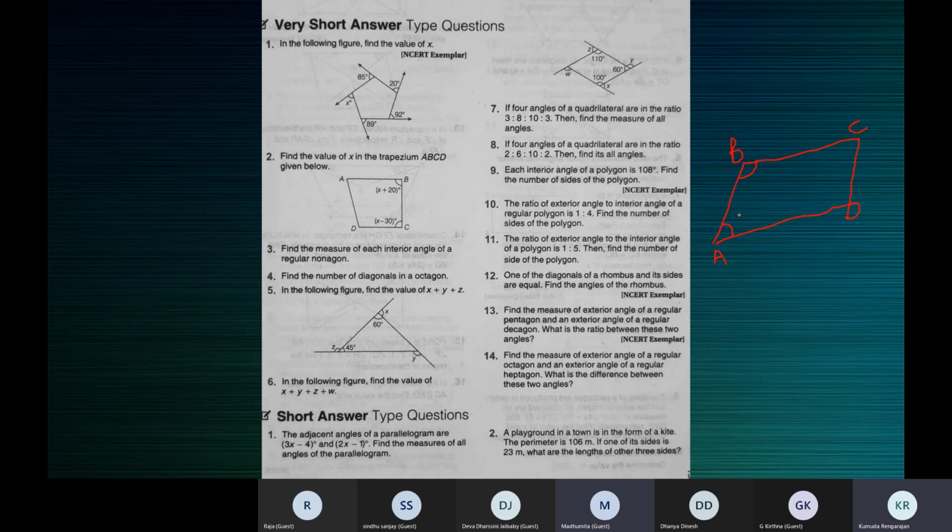One minute. 3x minus 4 plus 2x minus 1 is equal to 180. That's correct. Then what is 3x plus 2x? 3x minus 2x, ma'am. Why 3x minus? You should add and equate them to 180, right? Yes, ma'am. So you will get 3x plus 2x, which is 5x. 5x is equal to 5, ma'am.